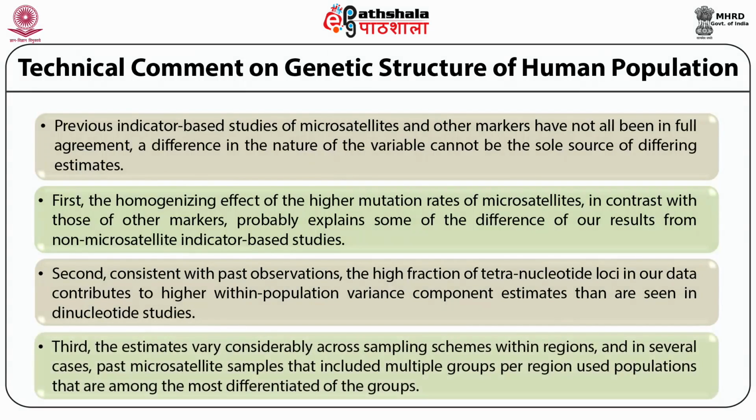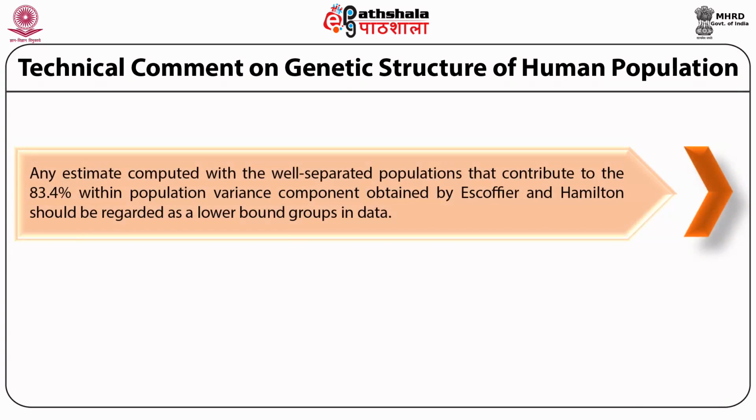Third, the estimates vary considerably across sampling schemes within regions, and in several cases, past microsatellite samples that included multiple groups per region used populations that are among the most differentiated of the groups. Any estimate computed with them, including the 83.4% within population variance component obtained by Excoffier and Hamilton, should be regarded as a lower bound.